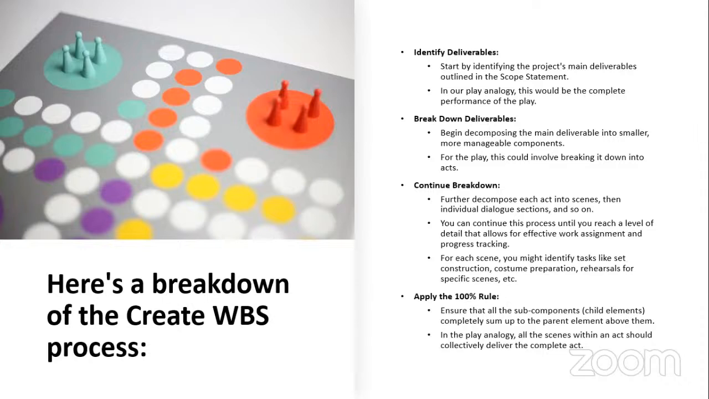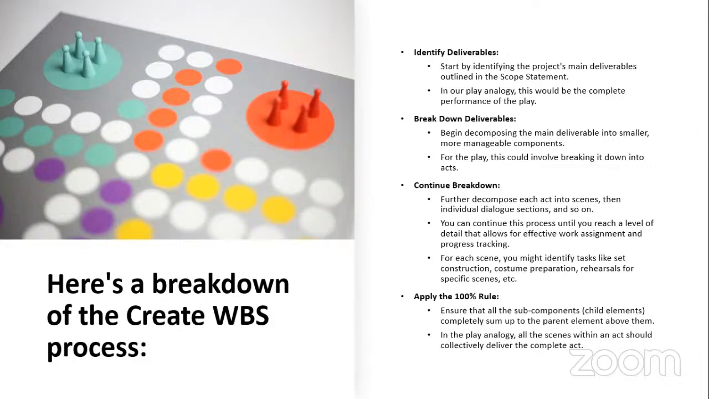Then number 2 is for you to break down the deliverable. So I've just talked about breaking it down now. You have the title of the book, you chapterize it, and then you have the different units under the chapters. Then continue breakdown to further smaller units like 1.1, 1.2, 1.3. Then apply the 100% rule.